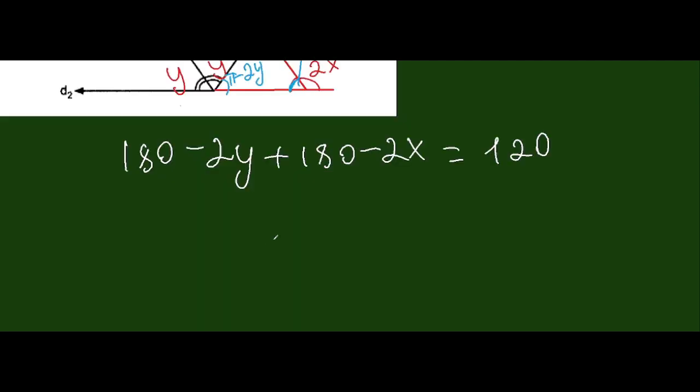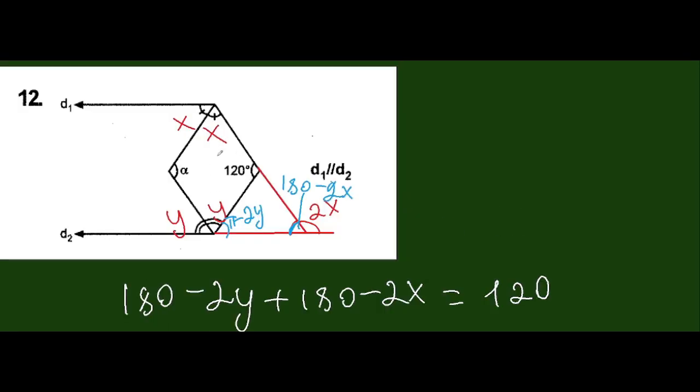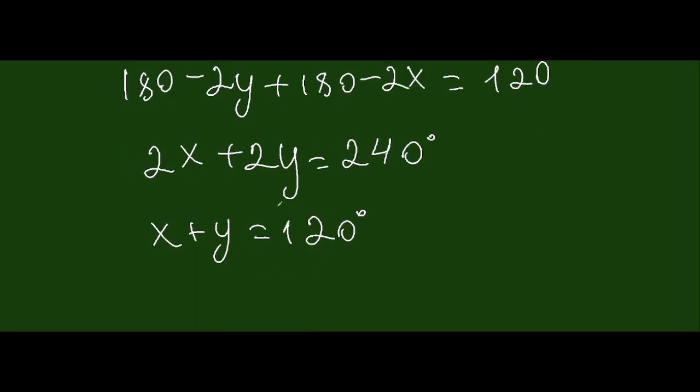So from here we can write down 2x plus 2y will equal, this will give us 360, and if we subtract 120, we can get 240 degrees. And if we divide by 2, we'll get x plus y will equal 120. So our x plus y is equal to 120.